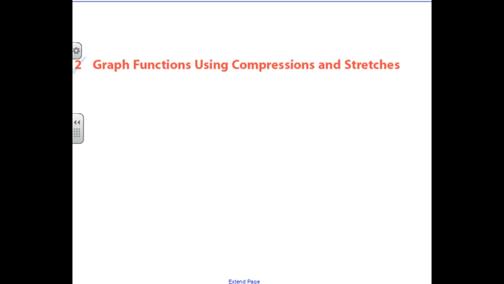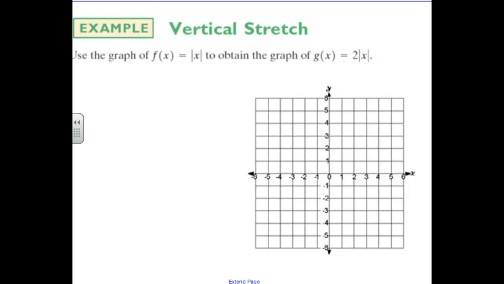Compressions or stretches, this is the value of a that they're talking about. So we know that h is moving left and right, the k is moving vertical, and now we're going to look at the compressions or stretches. So this is going to have a vertical stretch of 2. It's a V for victory, beat valley.